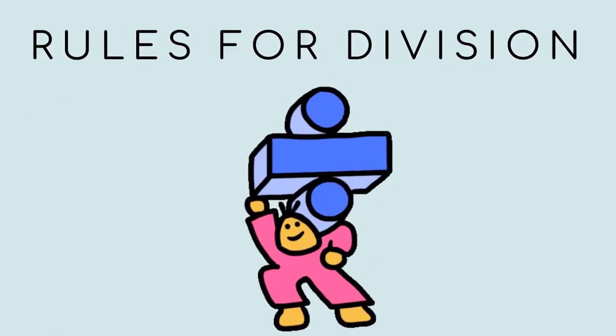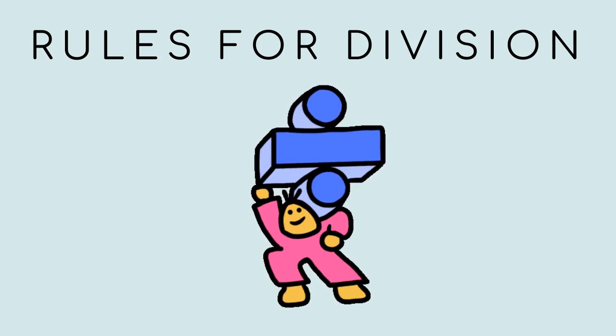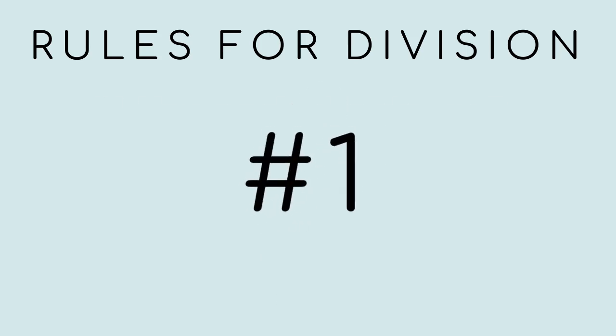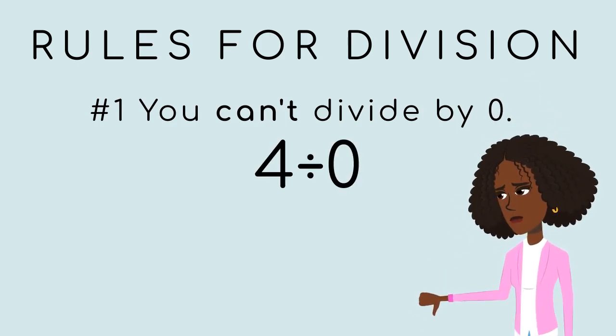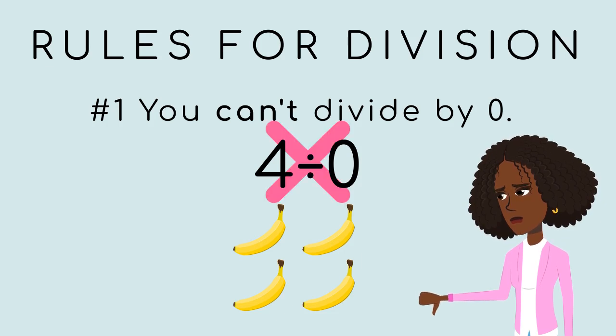Now that you've learned a strategy that will help you solve division problems, let's talk about a few rules for division. Rule number 1, you can't divide by 0. Let's say I have 4 divided by 0. I can't solve this because if I have a total of 4 and I want to divide or separate it into 0, well, there's nothing for me to separate it into. So I wouldn't be able to solve this.